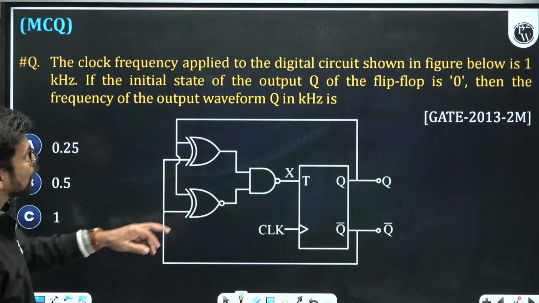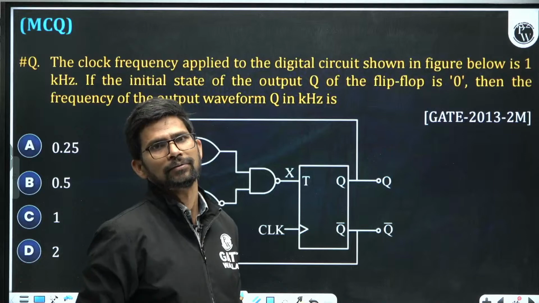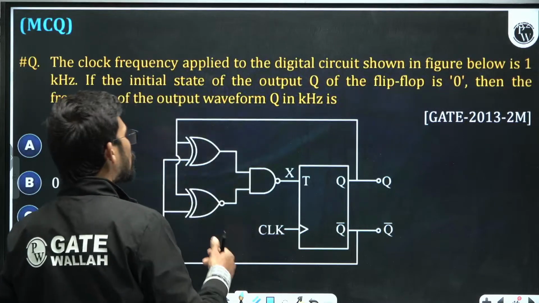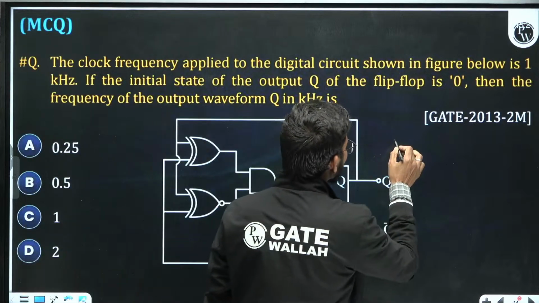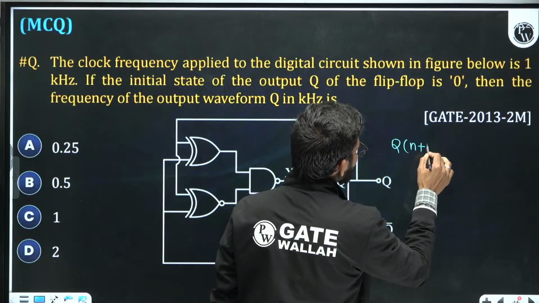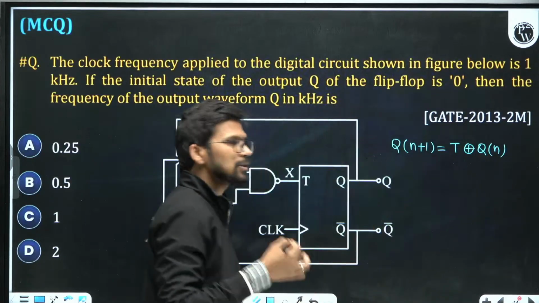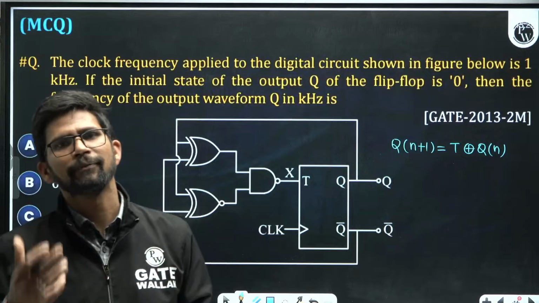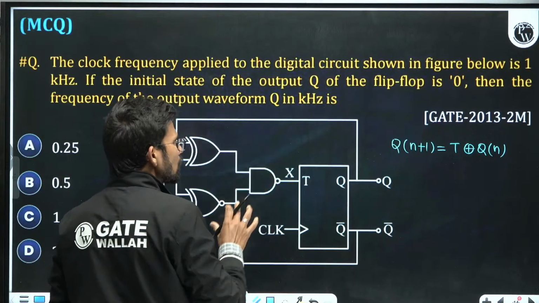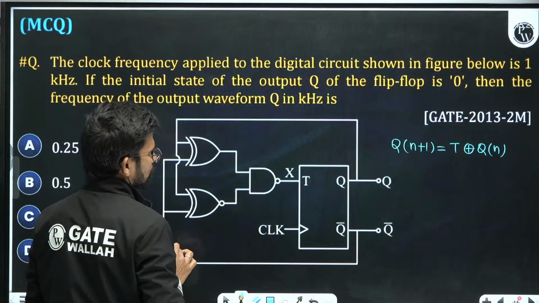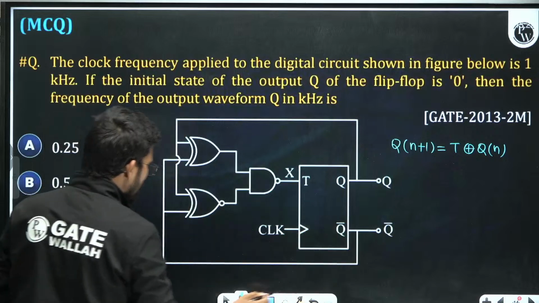So you need to find out the frequency output at Q. You need to generate the pattern, and for that you need to find out the mod number of this counter. So how to find out the mod number of this counter? Firstly, write down the characteristic equation of this T flip-flop, because characteristic equation always tells you what is the next state if the flip-flop is being triggered. So T XOR Qn. Now let us find out what this X value is. Q is coming here and here, and this Q bar is coming here and here.